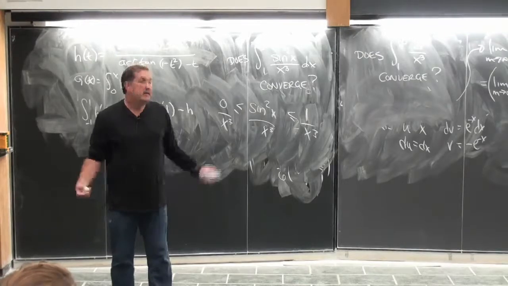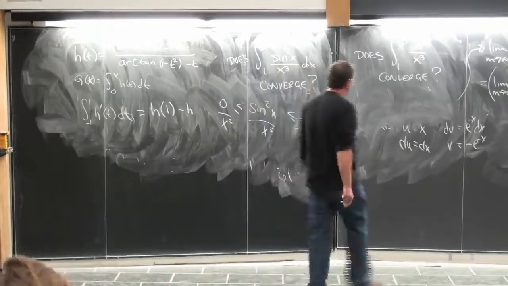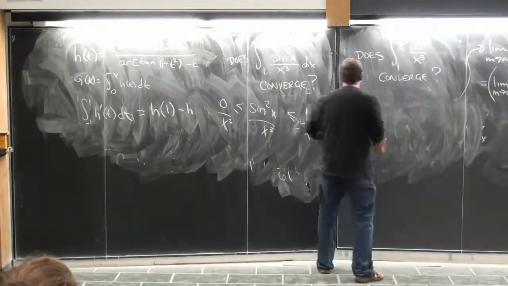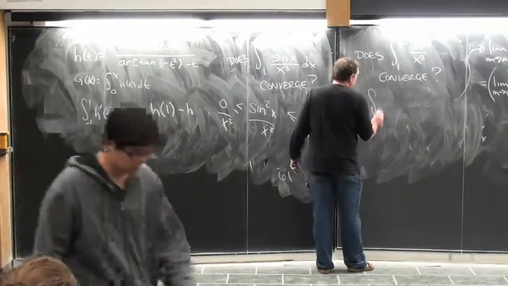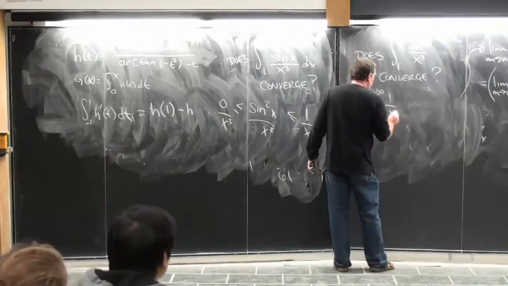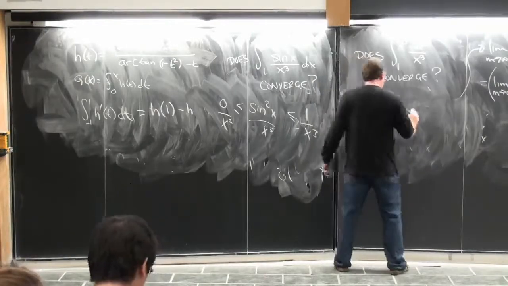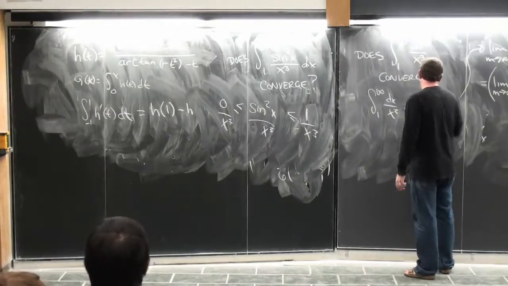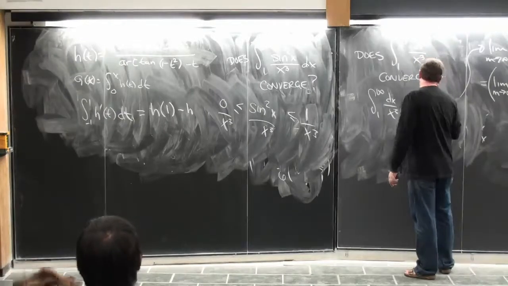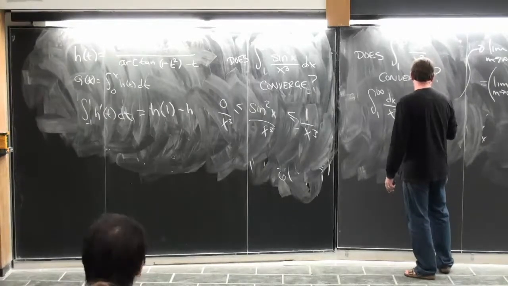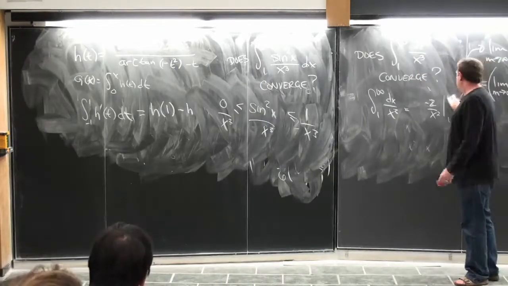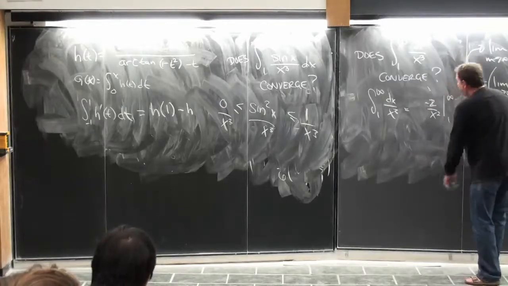Nobody knows? So let's check. If you forget, we can just do it. If we integrate this, we get negative 2 over x squared from 1 to infinity.